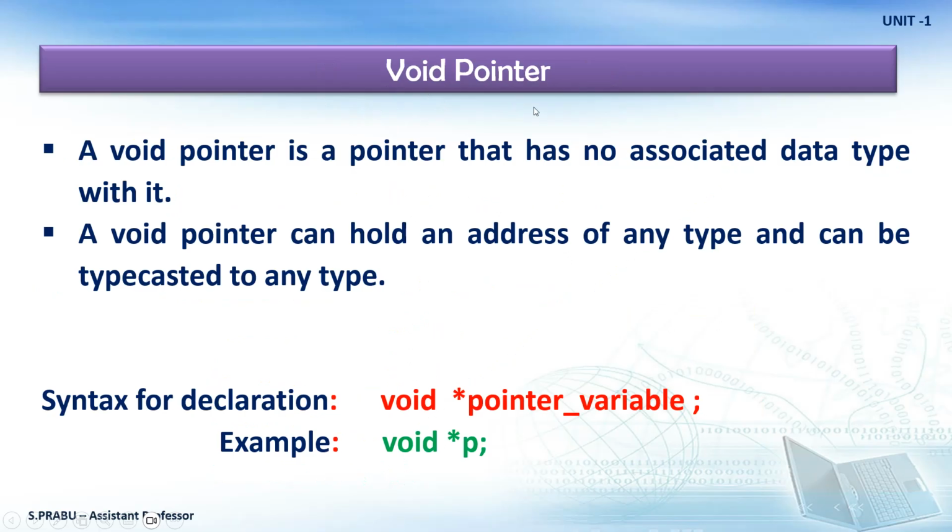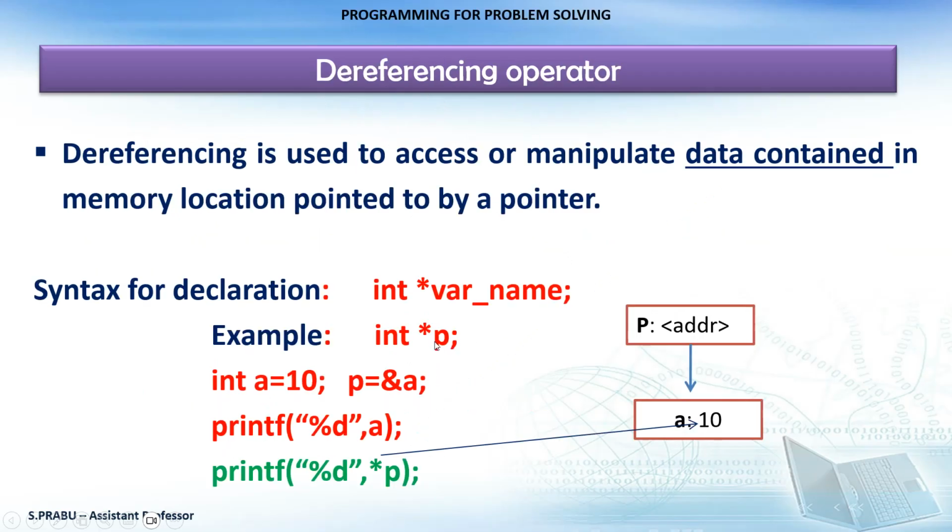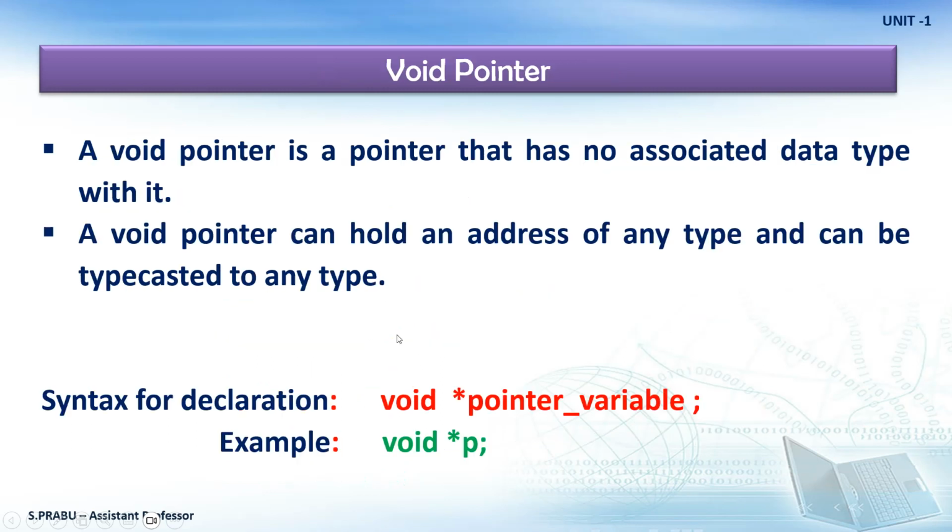The next concept is called void pointer. Usually, a pointer variable can be declared belonging to any particular data type. But in the case of a void pointer, if you want to declare a pointer that is not associated with any particular data type, then that pointer is called a void pointer. The syntax for creating a void pointer is void as the keyword, then the asterisk symbol, then the pointer variable name. And this one is the example. Using this void pointer, we can assign the address of any data type variable to this particular pointer.